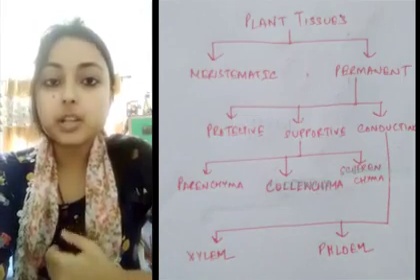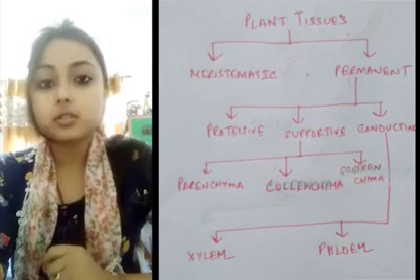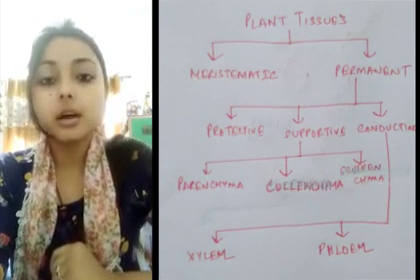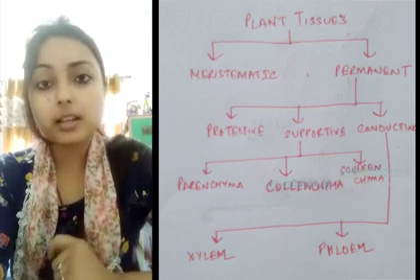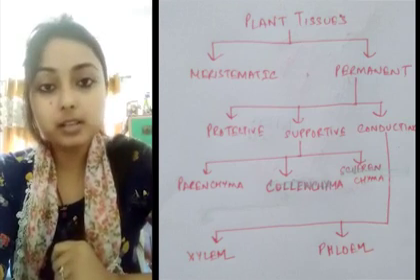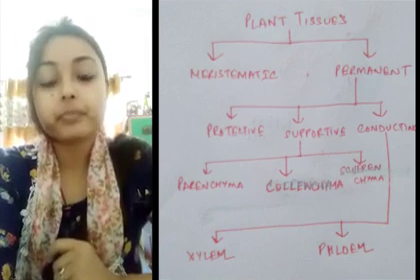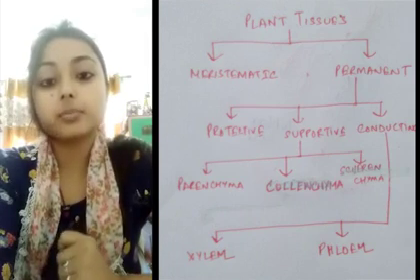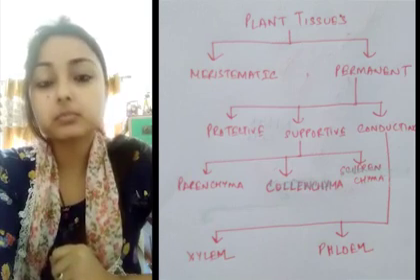So before we go to the next part, let us have a quick recall. Plant tissues are of two types: meristematic tissues and permanent tissues. Meristematic tissues are made up of dividing cells and they are found in the growing tips. Permanent tissues are non-dividing cells. They cannot divide any further. Again, permanent tissues are divided into three types: protective tissue, supportive tissue and conductive tissue.